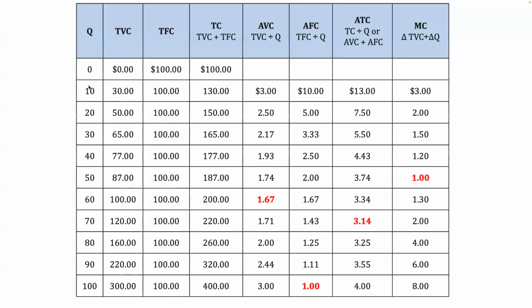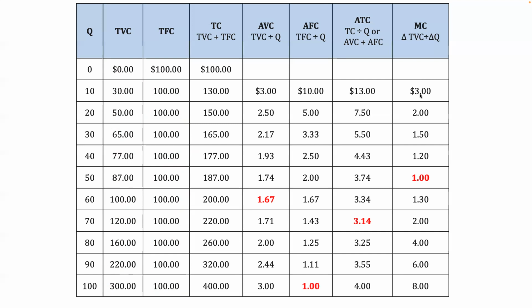So at 10 units, or the second row, our total variable costs are given as 30. Our total fixed costs are given as 100. Total costs are just variable plus fixed, or $130. Average variable cost is just going to be our total variable costs divided by our Q, or quantity. Average fixed costs are just going to be our total fixed cost divided by our quantity. And then we have our formulas for average total cost and our marginal cost.